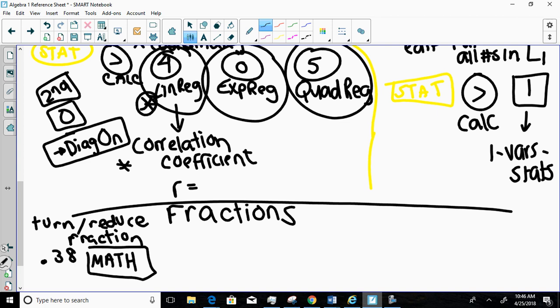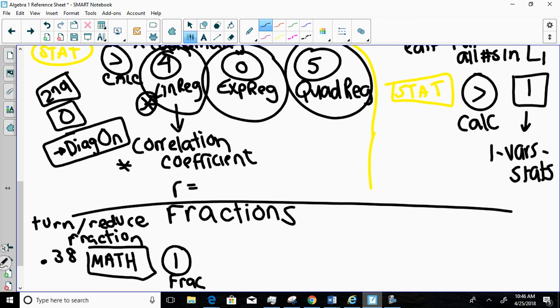If you're trying to turn this to a fraction, you type the decimal in, like 0.38, then click math, then click 1, which is frac, and click enter a couple times. It gives you 19/50. So it gives it to you as a fraction. Is everyone with me?